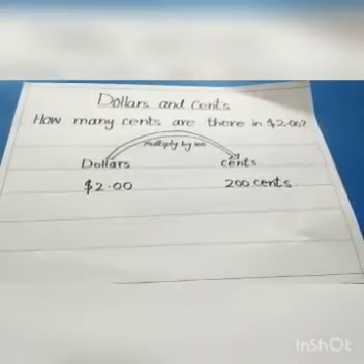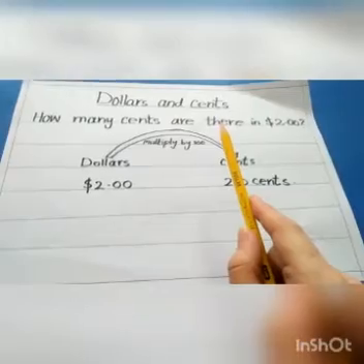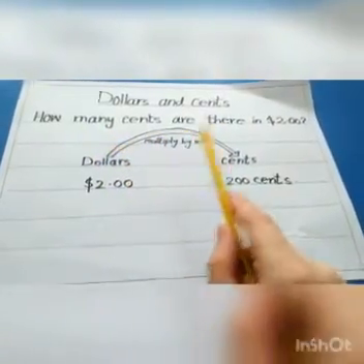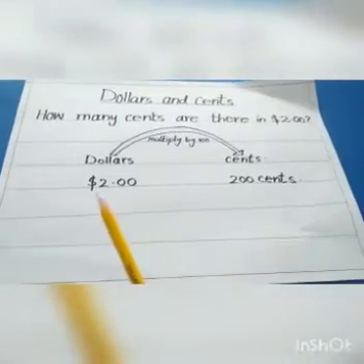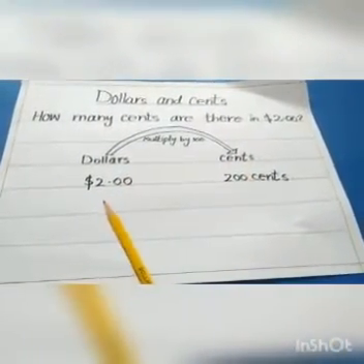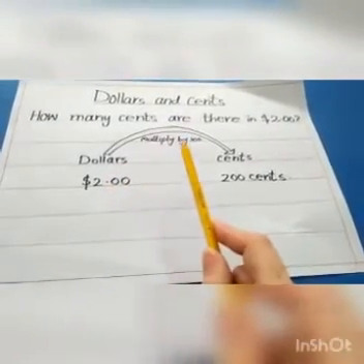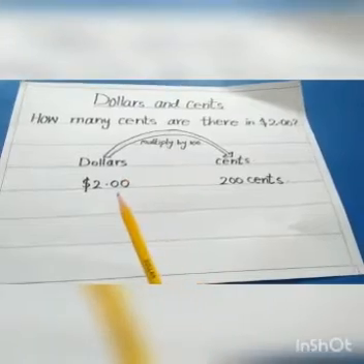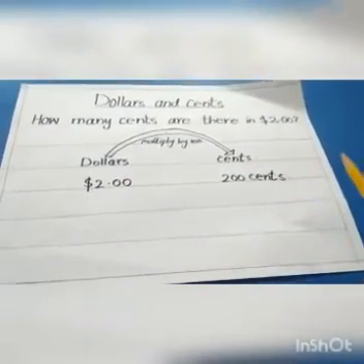Here I have an example for you. How many cents are there in $2? That means you are converting dollars to cents. In order to do that, you need to multiply $2 by 100. Once you multiply $2 by 100, the answer you get is 200 cents.